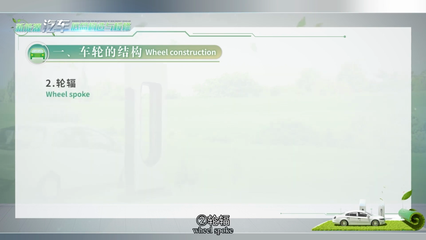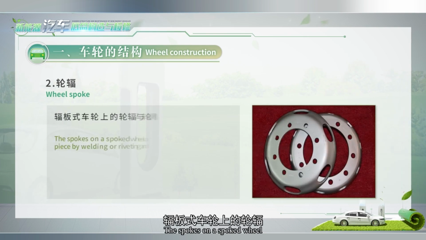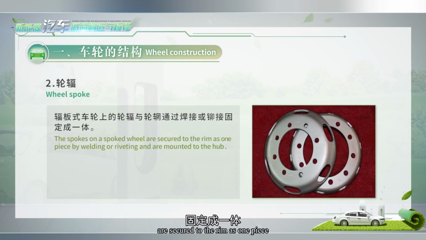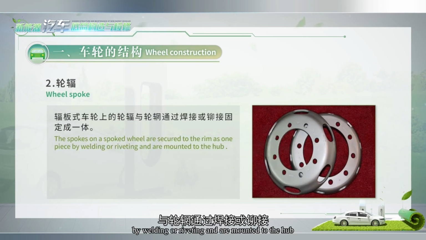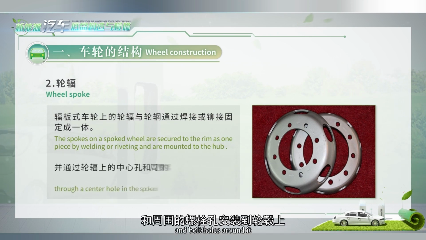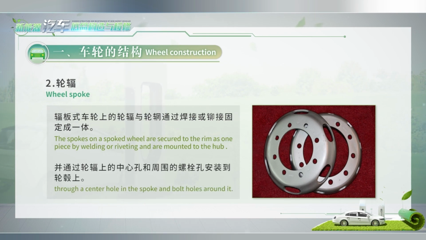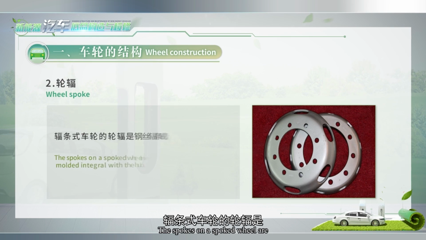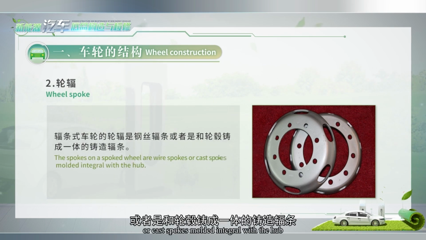2. Wheel spoke. The spokes on the spoked wheel are secured to the rim as one piece by welding or riveting and are mounted to the hub through a center hole in the spoke and bolt holes around it. The spokes on the spoked wheel are wire spokes or cast spokes molded integral with the hub.